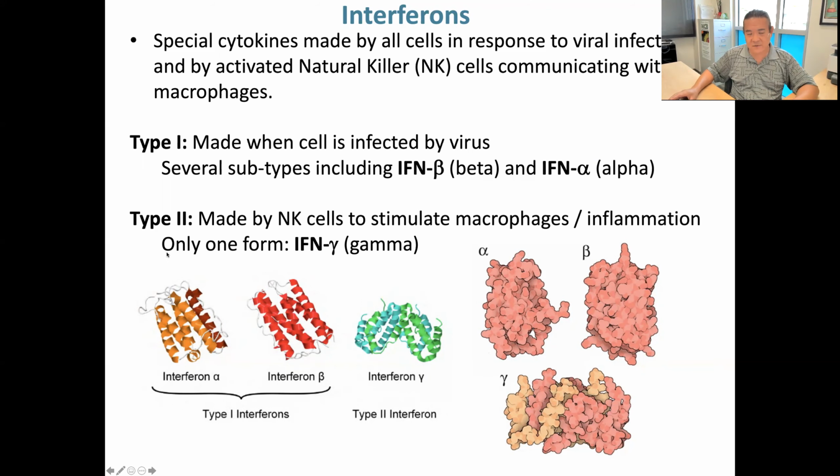Type 2 interferons are the ones that are made by natural killer cells to kind of encourage or work with macrophages. And there's only one example of a type 2 interferon, and that's interferon gamma. So down here, the green one is interferon gamma, as the sole example of type 2 interferon. And here's the space filling model. So again, small protein, as all cytokines are. But you can tell the interferon gamma is a very different sort of shape than the interferon alpha or beta.